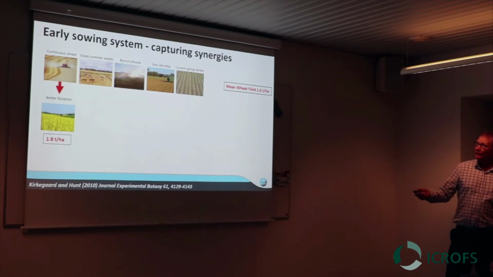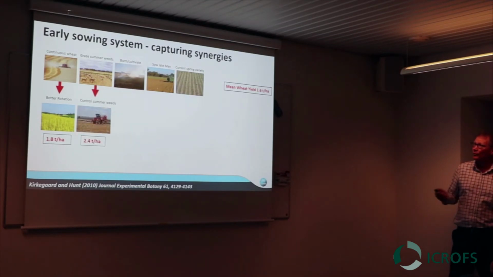If, instead of letting sheep graze on weeds in the summer, that are obviously using water, we keep summer weeds controlled with herbicides, and that's all we do, so these are just single changes to this whole system. So we're still growing continuous wheat, but now we control the summer weeds. That's giving us a somewhat bigger yield impact, from 1.6 to 2.4. So storing that summer moisture is becoming more and more important.